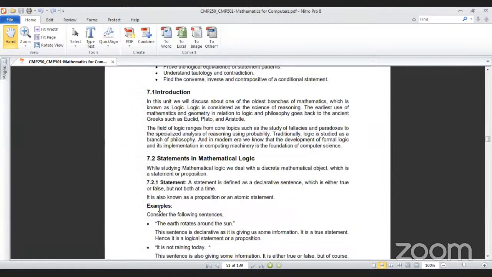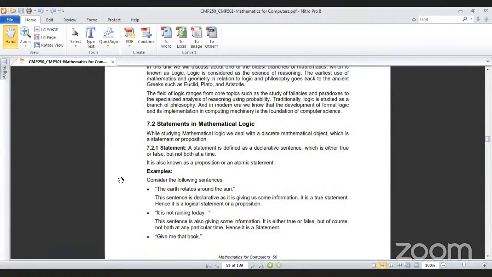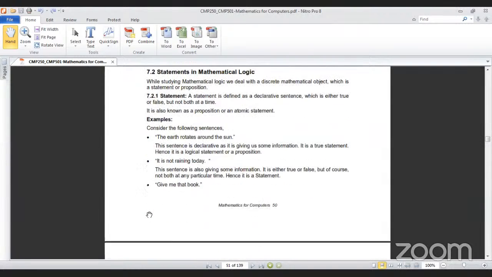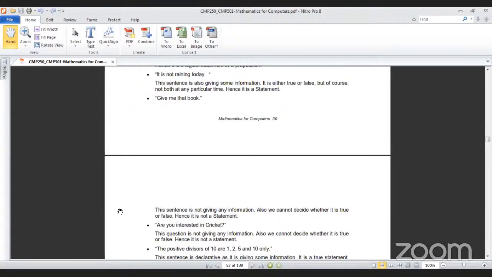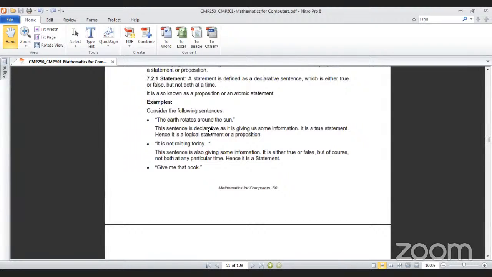So when we start, first we define a statement. A statement is defined as a declarative sentence which is either true or false, but not both at a time. Now let's see the examples. The earth rotates around the sun. Now here you can define whether it is true or false, but we know, does earth rotate around the sun or sun rotates around the earth? What is the answer? The sentence is that the earth rotates around the sun. True. So it is a true statement.